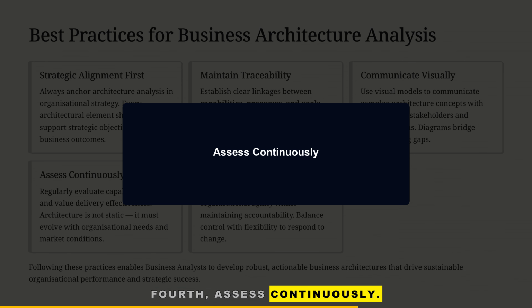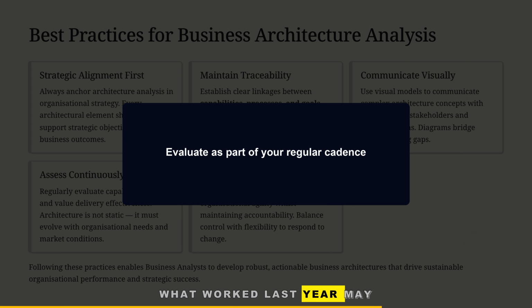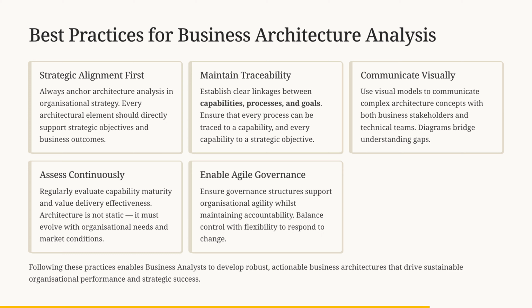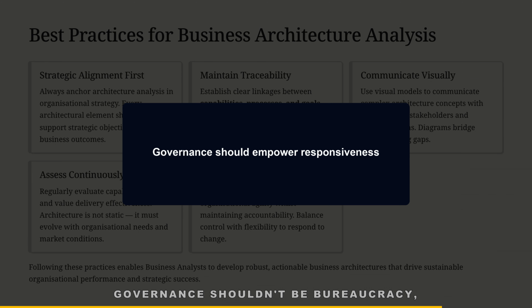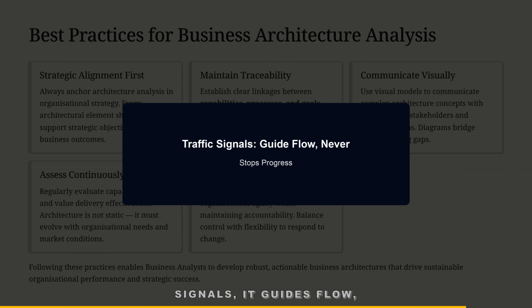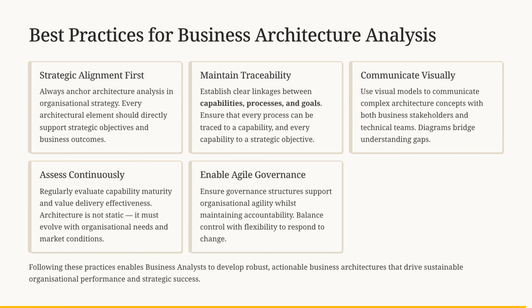Fourth, assess continuously. Architecture evolves with the business. What worked last year may not fit tomorrow, so make evaluation part of your regular cadence. And finally, enable agile governance. Governance shouldn't be bureaucracy, it should empower responsiveness. Good governance is like traffic signals. It guides flow, but never stops progress. Follow these principles, and your architecture will not just describe the organization, it will drive it forward.